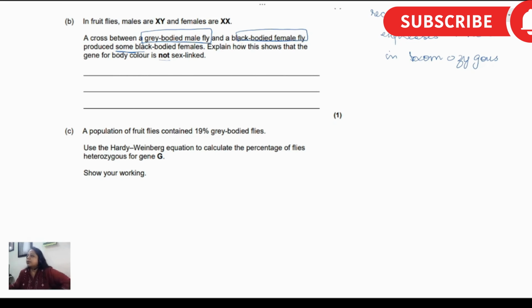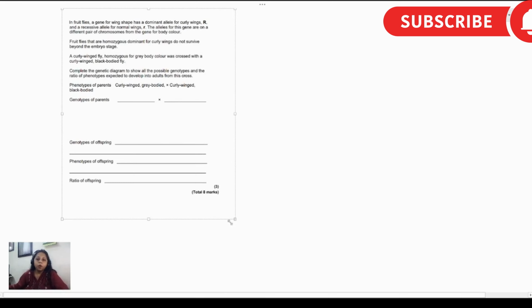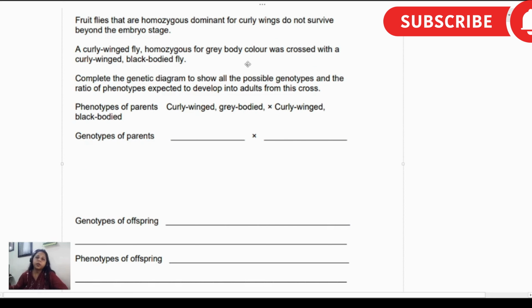Okay, in fruit flies, the gene for wing shape has a dominant allele for curly wings, capital R, and a recessive allele, small r. The alleles for this gene are on a different pair of chromosomes from the gene for body color. Fruit flies that are homozygous dominant for curly wings do not survive beyond the embryo stage. A curly winged fly homozygous for gray color was crossed with a curly winged fly. Okay, complete the genetic diagram.